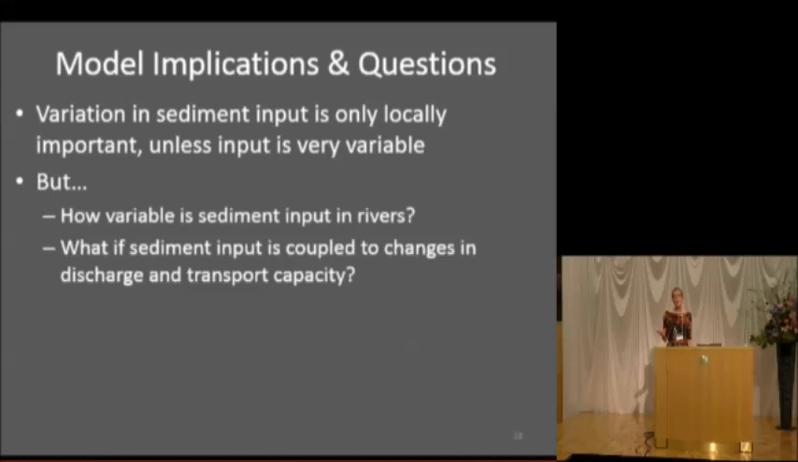Clearly, there's no flow in this model. So at the moment, the transport capacity of that flume is the same at every time step in the model. And clearly, that's probably not a realistic assumption. So, I guess there's a question about what happens if you do vary the transport capacity as a function of some sort of flow that's also imposed in that model.